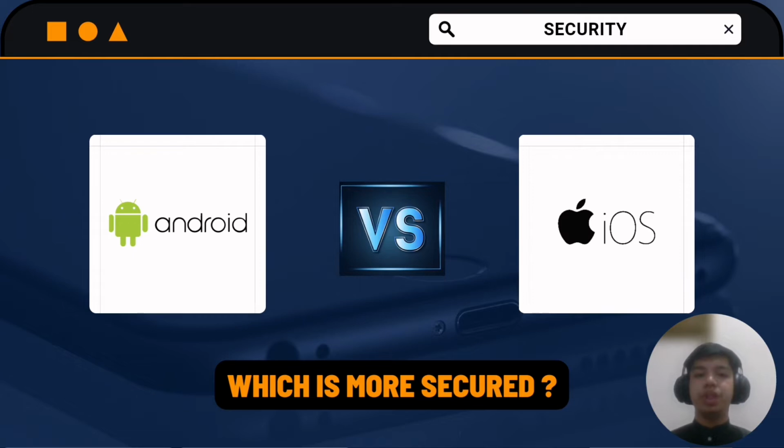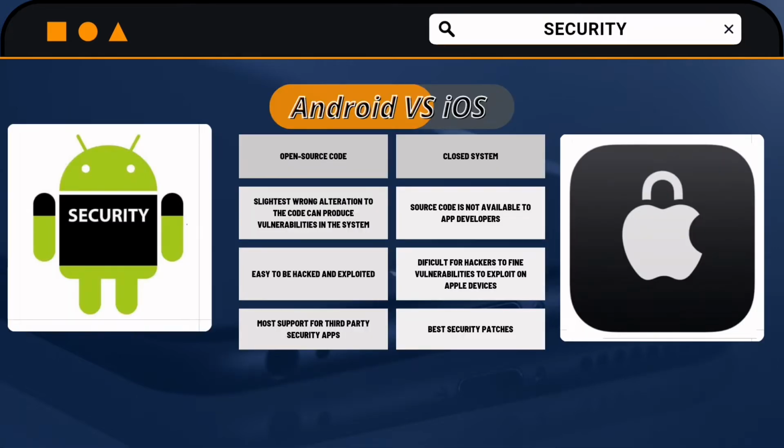So, for security between Android and iOS, which is more secure? So, we shall see in the next slide. Here is a comparison between Android and iOS. For Android, in terms of security, the developers use open source code to create the operating system for Android. So, the slightest wrong alteration to the code can produce vulnerabilities in the system, which may lead to the device being easy to be hacked and also exploited. But do not worry, as Android has more support for third-party security apps.